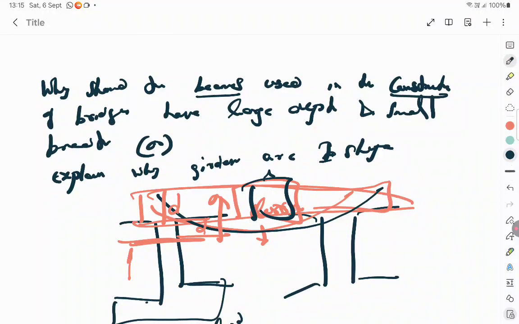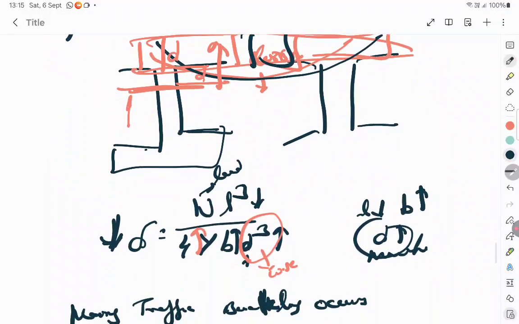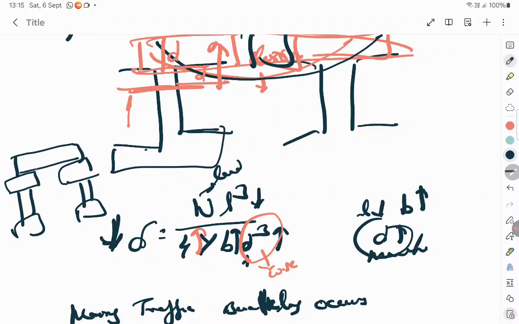Why do we have to use I-shaped girders in the bridge? Or why should there be a large depth and a small breadth? So this is a flyover. You would have seen I-shaped girders on both sides, on which there will be a road, and you know that there will be length of the road and breadth of the road, and there will also be a depth of the road. And the question is, why should the depth be increased? By using I-shaped girders, I am able to increase the depth. Why should it be increased?